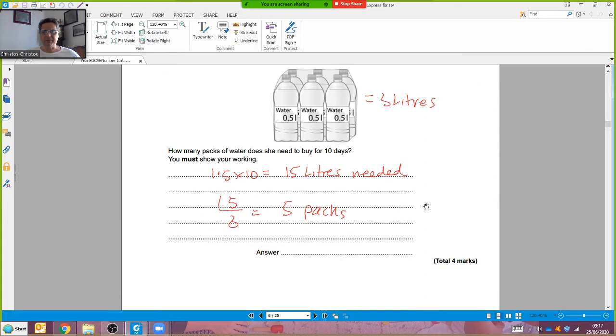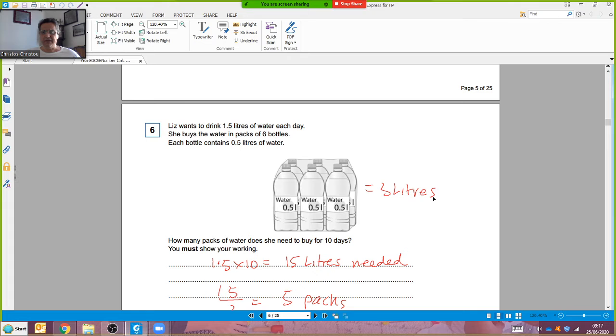Bottles. Some of you got a bit confused by that. Let's unravel it. So Liz wants to drink 1.5 litres of water every day. She buys waters in a 6-pack arrangement, 6 bottles there. Each bottle is 0.5 litre. So she's bought 3 litres of water. How many packs of water does she need to buy for 10 days?